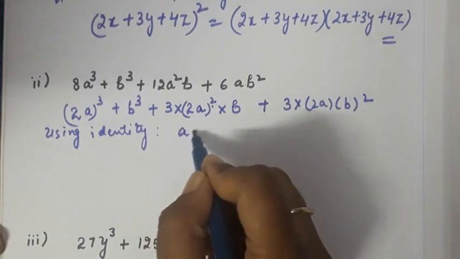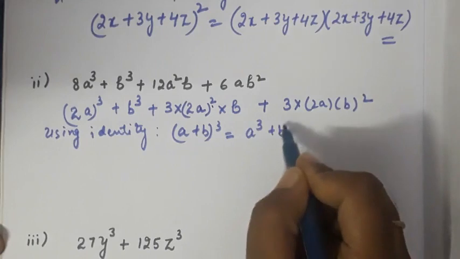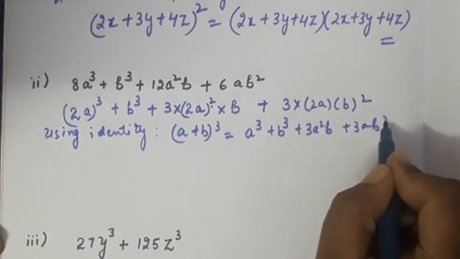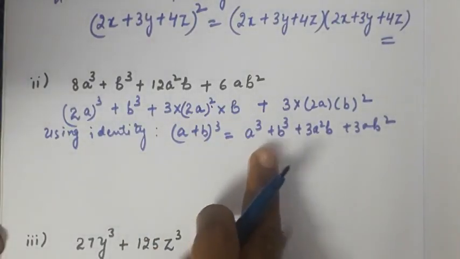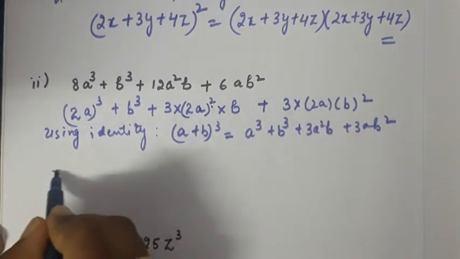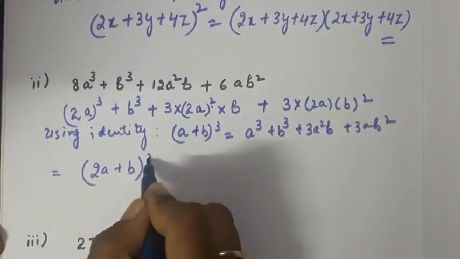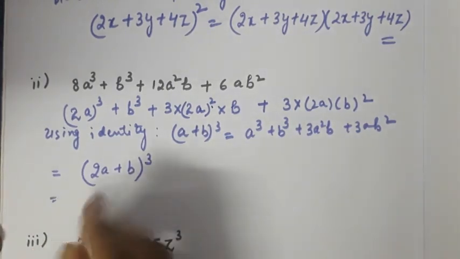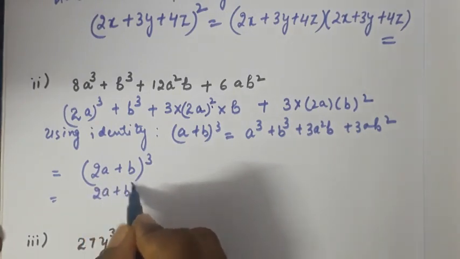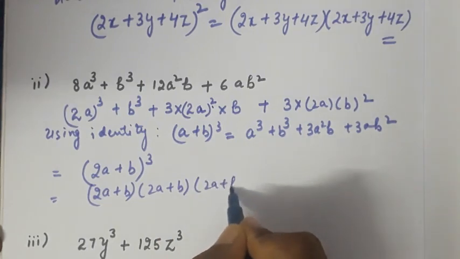Which identity? A plus b whole cube, which is equal to a cube plus b cube plus 3a square b plus 3ab square, as it satisfies this expansion. Okay, now I could write this expansion which is equal to 2a plus b whole cube, right? But don't skip the question here, you need to write it 3 times: 2a plus b, 2a plus b and 2a plus b.